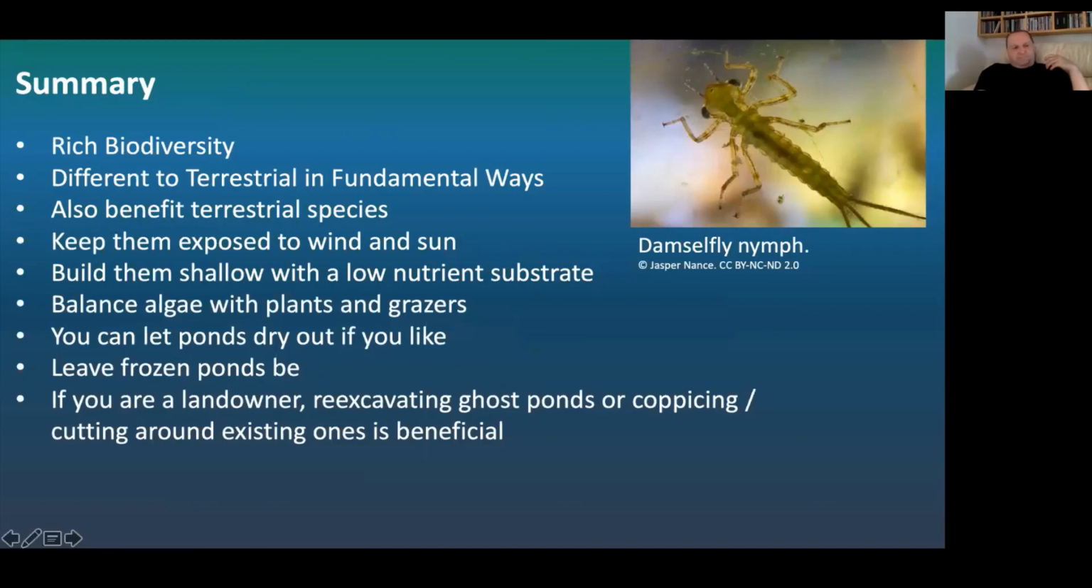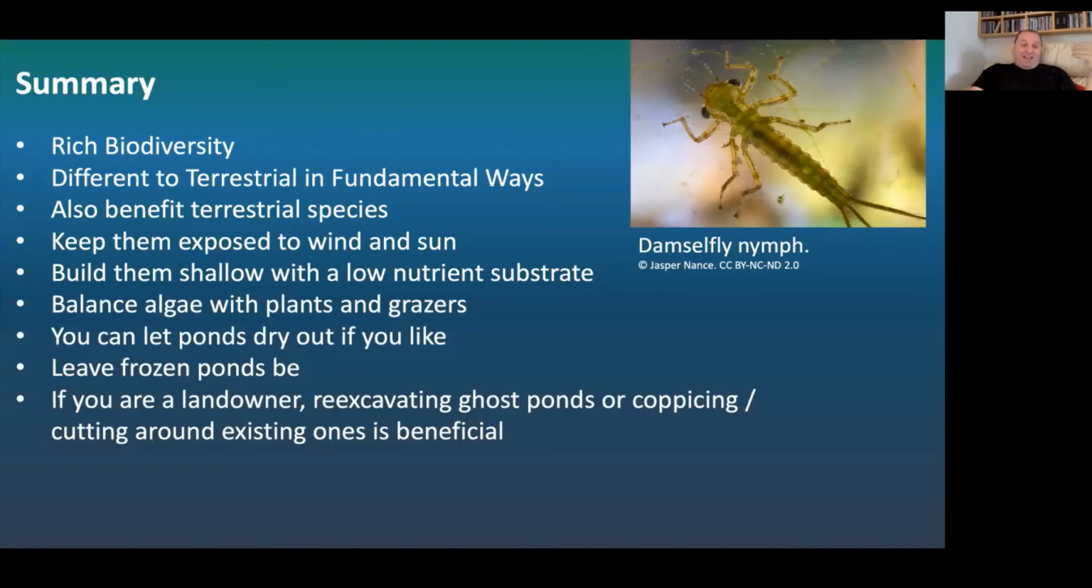So I think that's probably most of what I have to say. Just in summary, ponds have a great biodiversity. They're fabulous. Go out, have a look at them, enjoy them. They're different to many of the things that you'll have encountered in terrestrial environments in very fundamental ways, and they do different things as well. Ponds also benefit terrestrial species. The number of times I've been out in the garden, I heard this kind of splashing noise behind me, and I realise I'm near the garden pond, and it's a sparrow having a bath. It's just lovely to go and see that kind of thing.